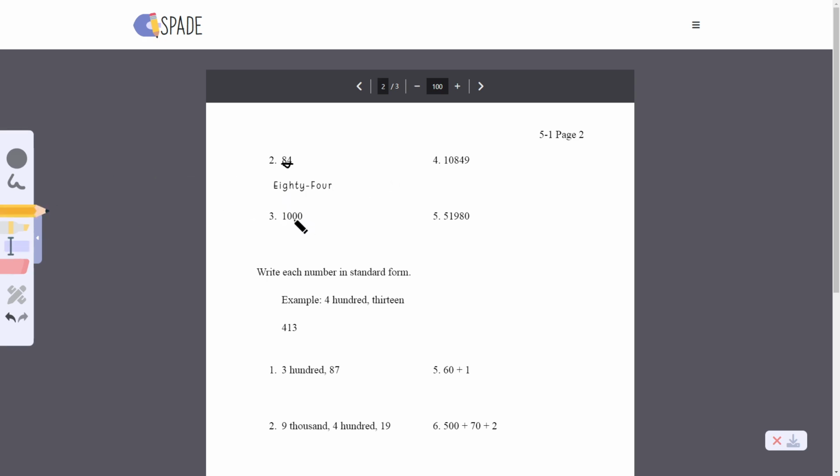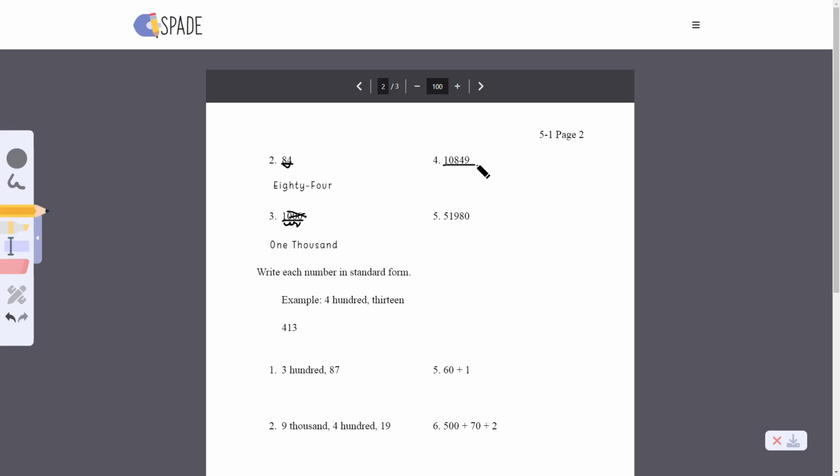Number 3, the entire number is underlined. We know from counting that this is the 1,000th place value. You do not need to write out anything for the zeros because there's no digit inside of that place value. 0 does not count as a digit. So your full answer here would be 1,000.